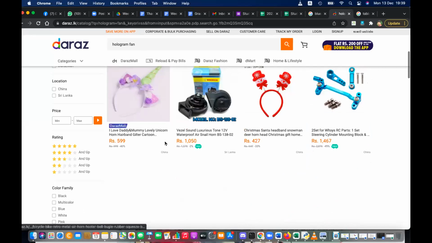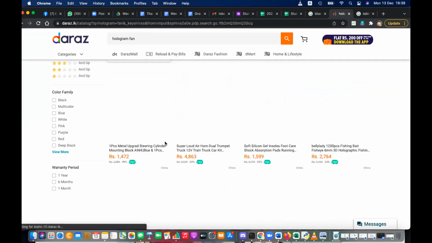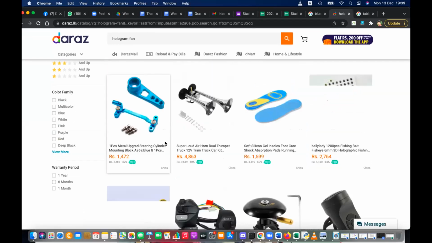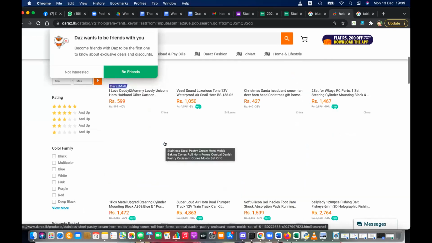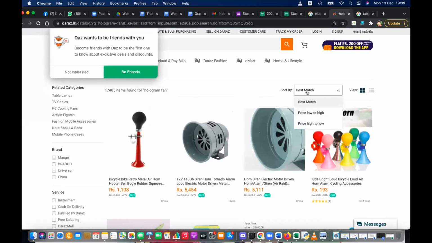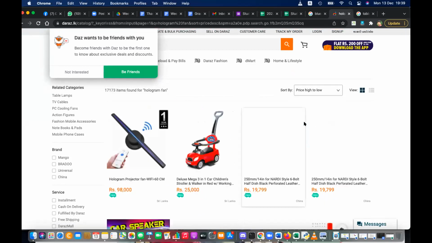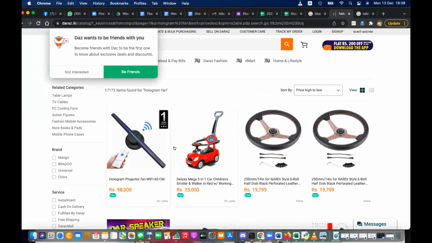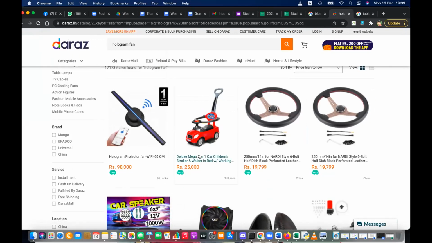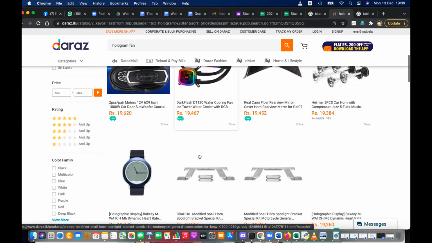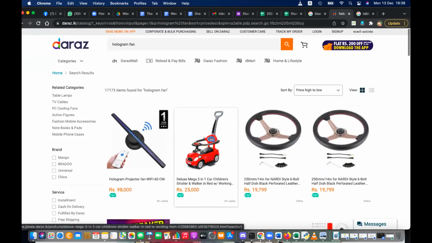Hologram fan. No, not listing that. What was the price? Sir, it was 98,000. This one? Sir, the first one, yeah. Ah, it's from Sri Lanka. This first one's from Sri Lanka. It's 98,000, right? It's costly. Yes, sir. I think it's three times more than the one on eBay, it seems.